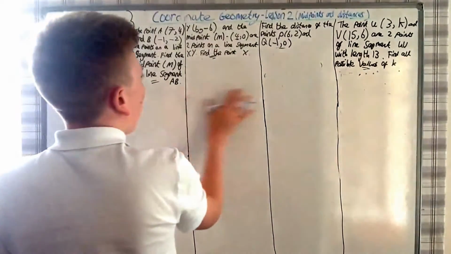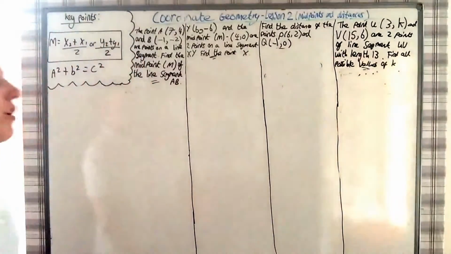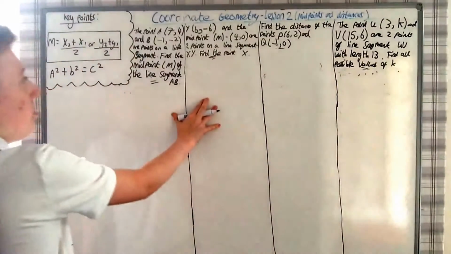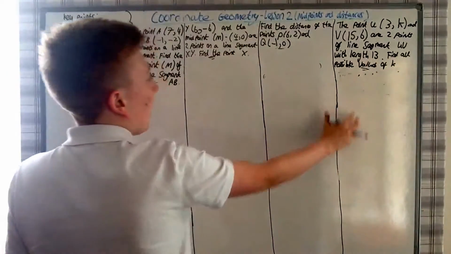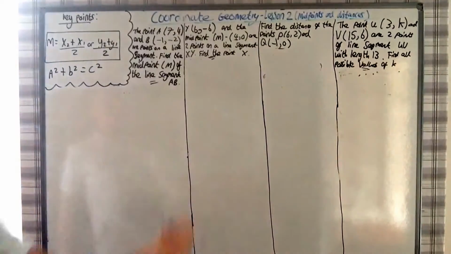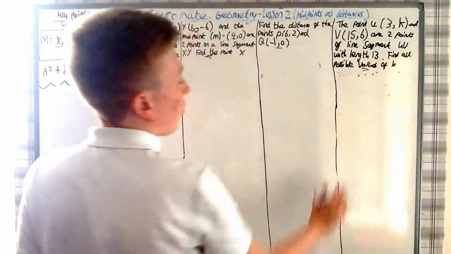And we're going to be going through 4 questions taken from the latest AQA revision guide. These 2 based on midpoints and these 2 based on the lengths and distances of lines. This is again going to be quite a long topic, probably about 5 or 6 lessons.